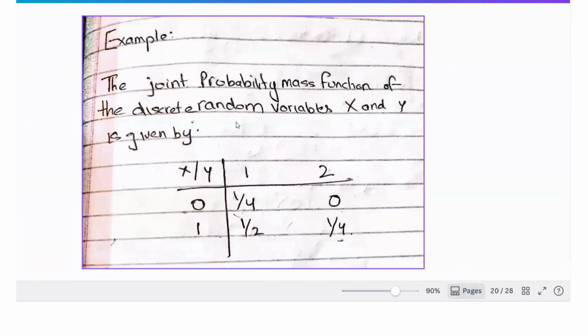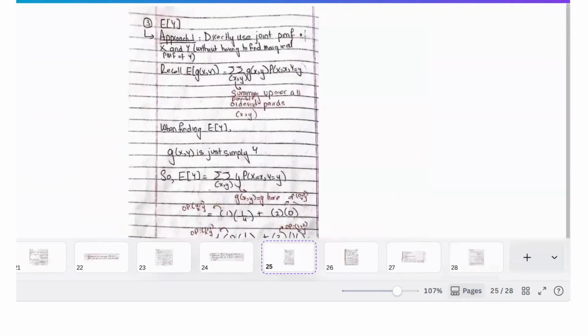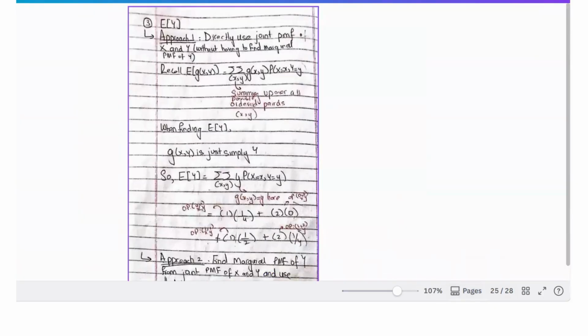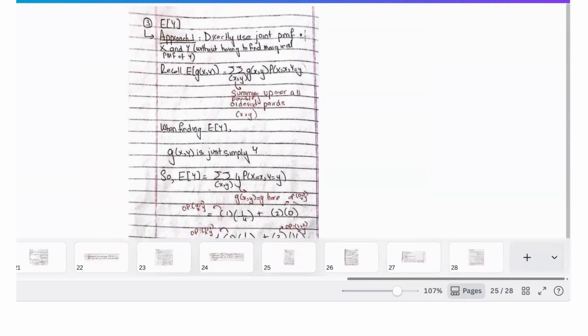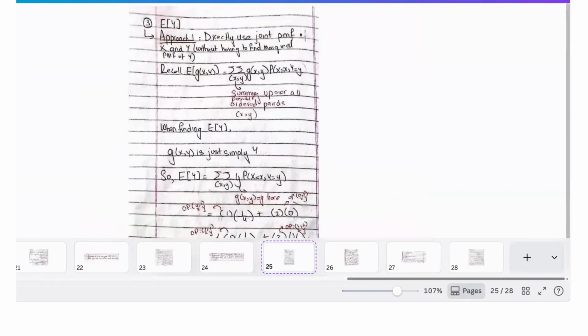Over here, this is our joint PMF. We have to sum up y times the probability X is x and Y is y over all possible ordered pairs x and y. The first ordered pair here is X is 0, Y is 1. So the y value for this ordered pair is 1, and the joint probability of this ordered pair is 1 by 4. So this is 1 times 1 by 4.